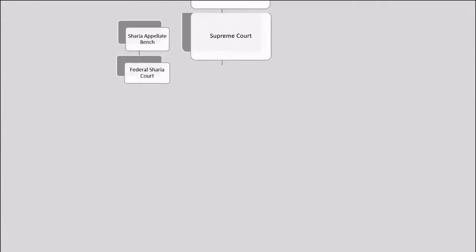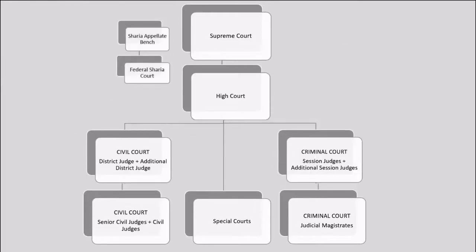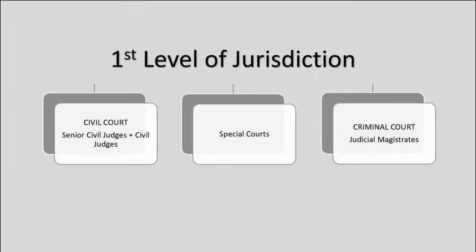The court structure in Pakistan is made of 4 levels of jurisdiction, with some complications. The first level of jurisdiction in Pakistan's court structure takes one of 3 paths: a civil, a criminal, or a special path.